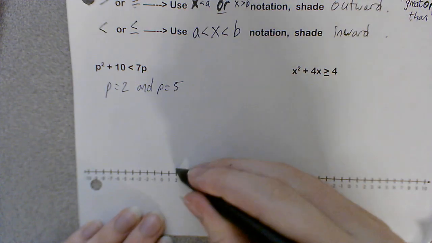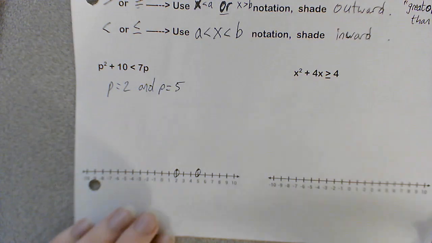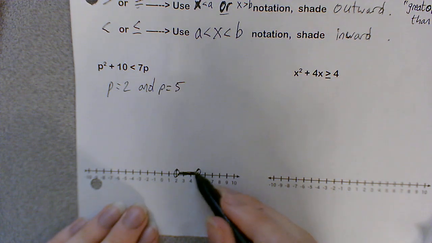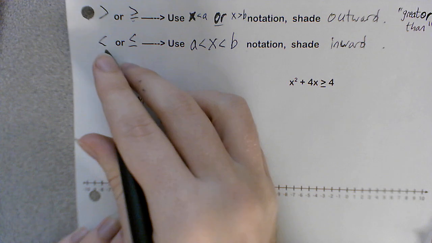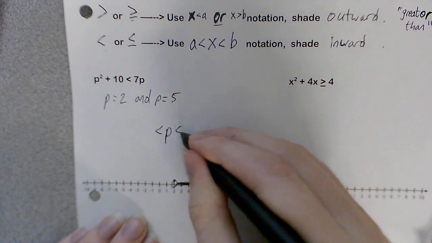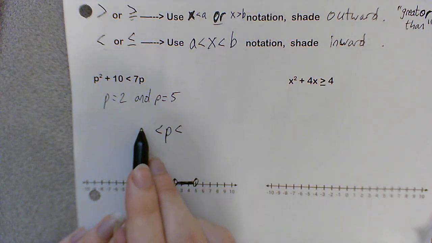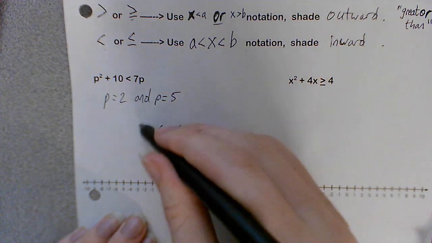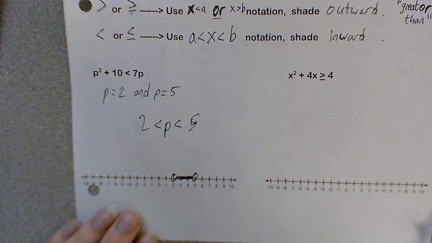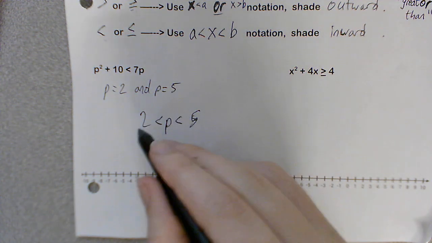We have 2 and we have 5. I'm using open circles here because this is a less than symbol. And we're going to shade inward. Why do we shade inward? Because it's a less than sign. We shade inward. And we also use the compound notation. So now, because we're using the compound notation, the lower solution goes here, the upper solution goes here. That's really important. If you try to put 5 and 2 here, it is wrong, completely wrong. So make sure that you have 2 first and then the 5.